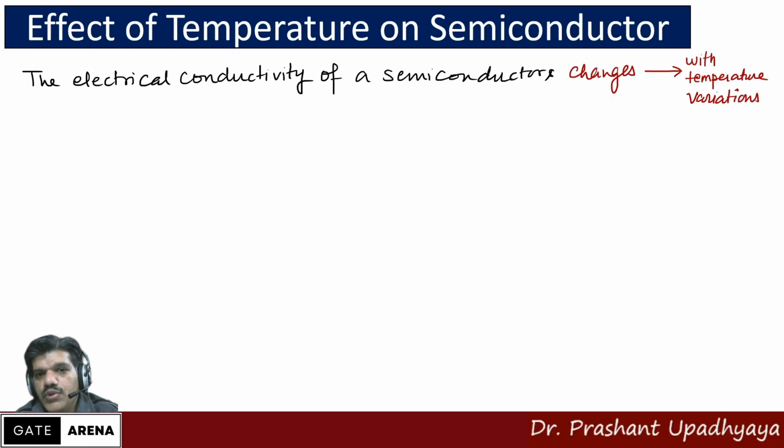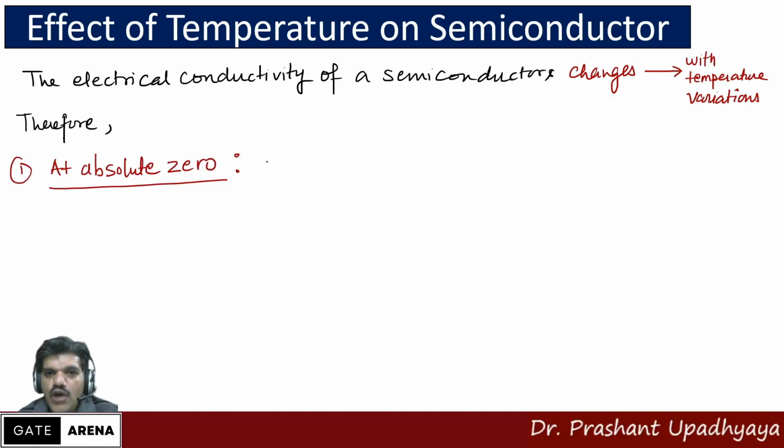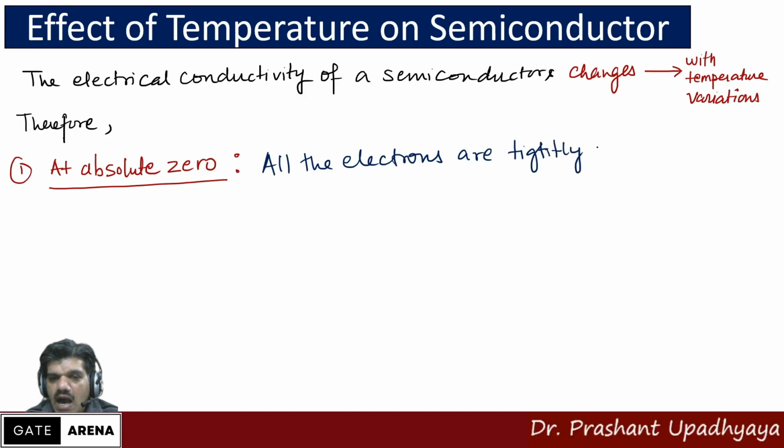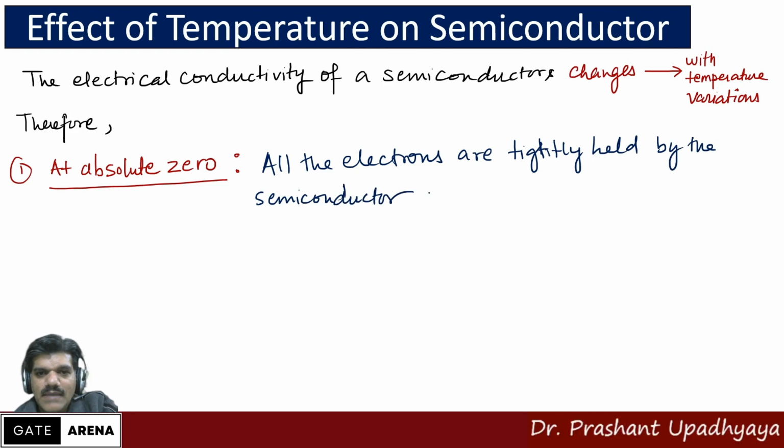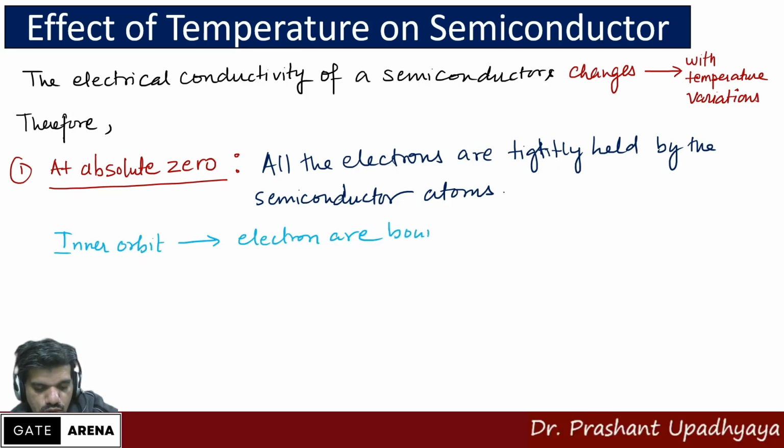So first we are going to talk about absolute zero. When we talk about absolute zero, we are saying that at absolute zero temperature, all the electrons are tightly held by the semiconductor atoms. That means the inner orbit electrons are bound. We have seen in the semiconductor orbit configuration that there are inner orbits and the valence orbit, where the valence electrons are present. In the inner orbit, electrons are bound.